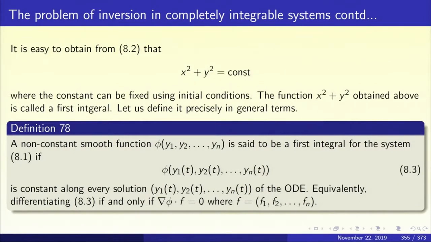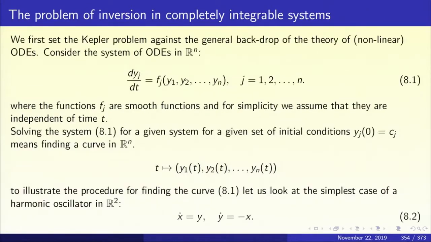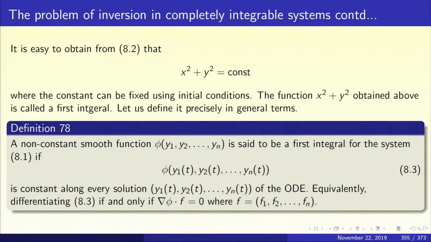So we get that x squared plus y squared equal to constant. And what is the value of this constant? You plug in initial conditions. x of 0 is given to you, y of 0 is given to you. Put this into this equation and you get the value of the constant. In other words, if you take a solution of the system of differential equations 8.2, that solution is a pair of functions x of t and y of t. This pair of functions satisfies this equation, x of t the whole squared plus y of t the whole squared equal to constant, and the constant can be determined by initial conditions. So the function x squared plus y squared obtained here is called a first integral.